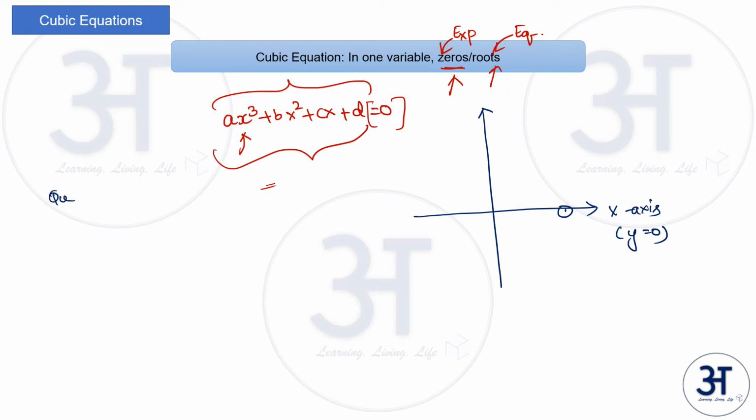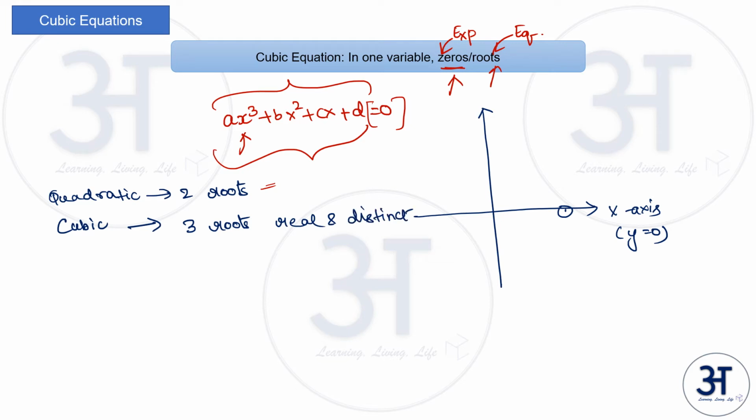We have seen that a quadratic equation can have at max 2 roots, 2 real and distinct roots, and there are multiple cases where both the roots are equal, both the roots are complex, etc. Similarly, in case of cubic equations, we have multiple cases where 3 roots are real and distinct, or 3 roots all may be real and equal, or there may be a case where there is 1 real root and 2 complex roots, etc.